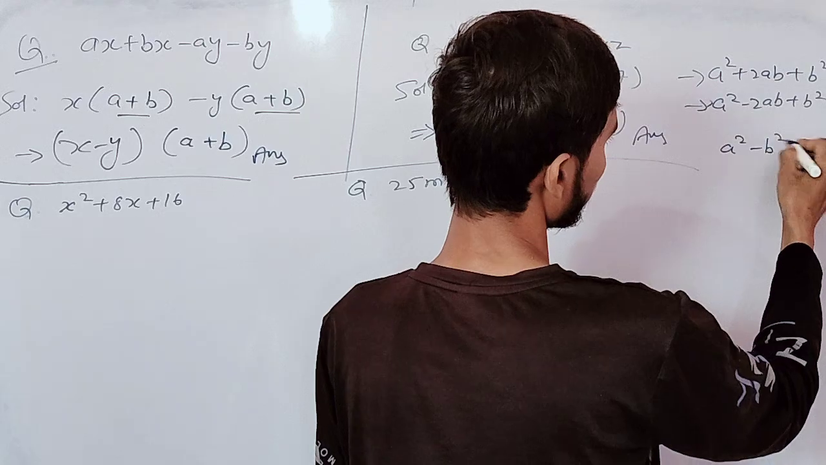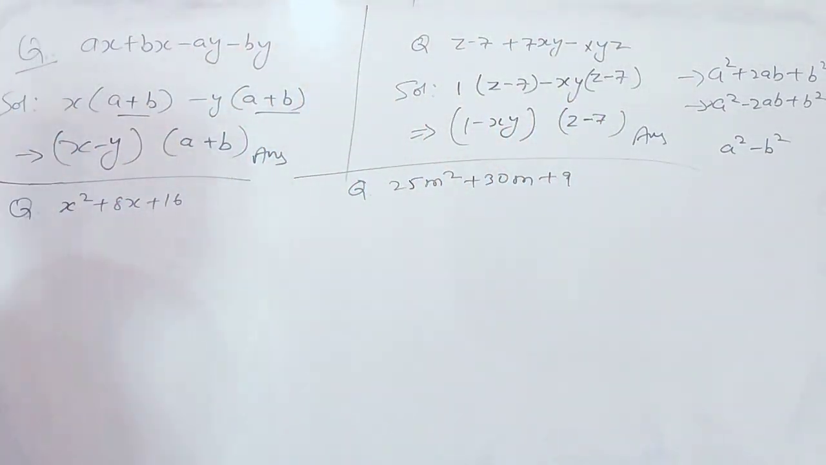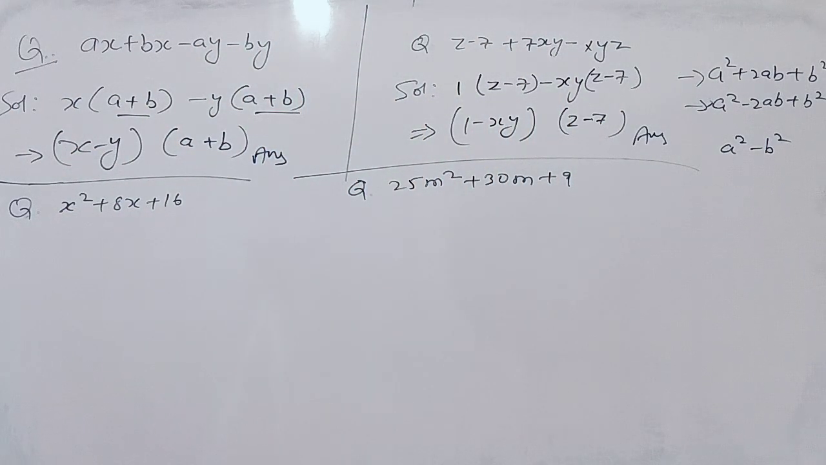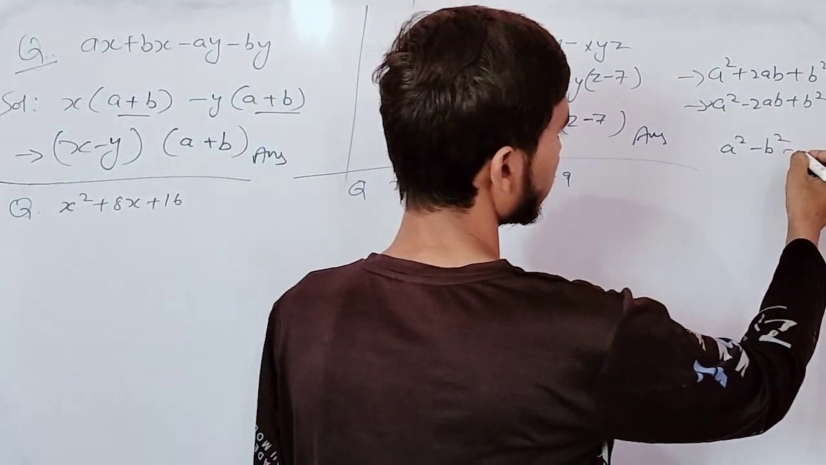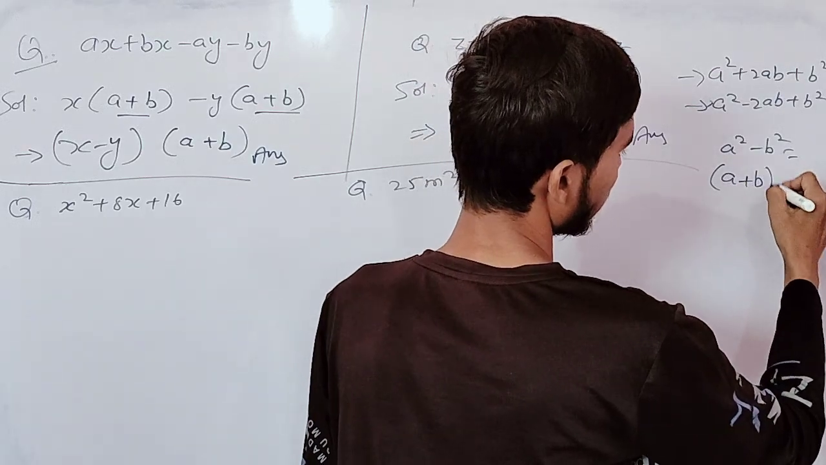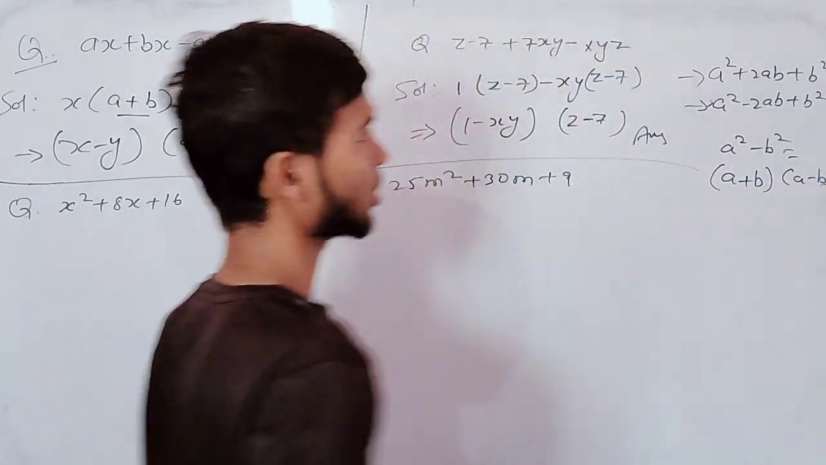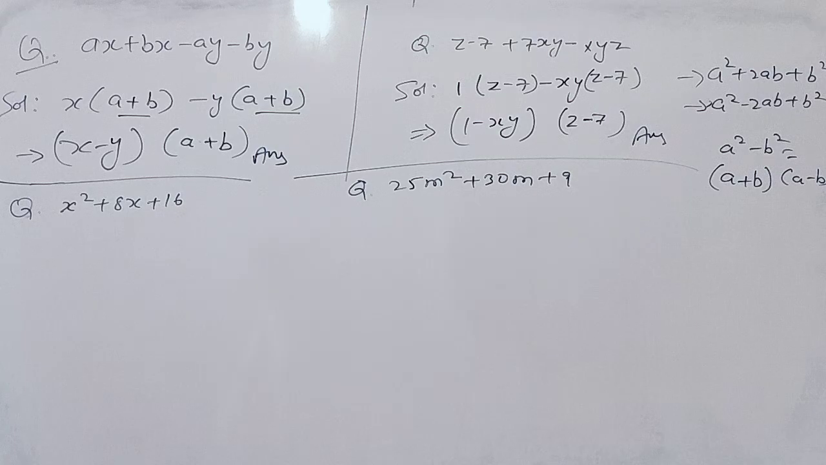a square minus b square, we can write it as a minus b, a plus b. We can write it as a plus b, a minus b. We have three algebraic identities. We will apply these on our question.